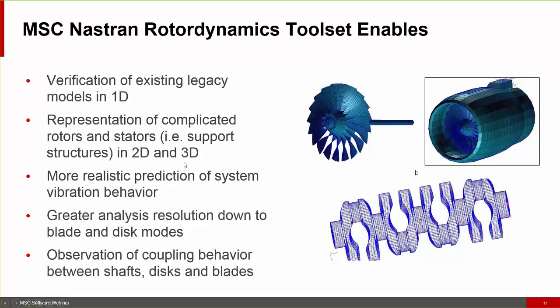But then you have the ability to represent your rotors and your stators in 2 dimensions and 3 dimensions, and, of course, have the ability to represent much greater detail, which is indicated here on the right with some of the images. This leads to a more realistic prediction of the dynamic behavior of your system, and you have a greater analysis resolution down to blades and disk modes, which you do not get if you are working in 1 dimension only. And this allows you then also to observe coupling behavior between shafts, disks, and blades as well.